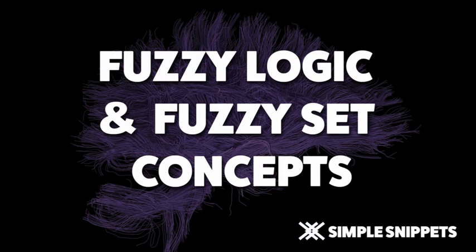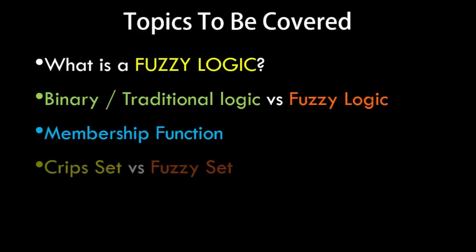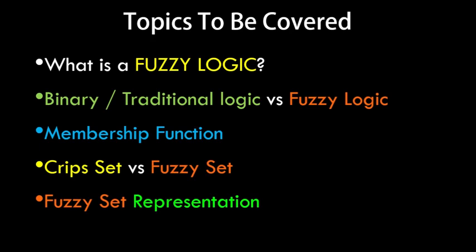So here are the topics that we are going to address today. First we'll understand what exactly fuzzy logic is. We'll see the binary logic versus fuzzy logic concept, and we'll see how membership functions are associated with fuzzy logic. We'll understand the difference between crisp set and fuzzy set, and lastly we'll see a small representation of how fuzzy sets are actually denoted on paper.